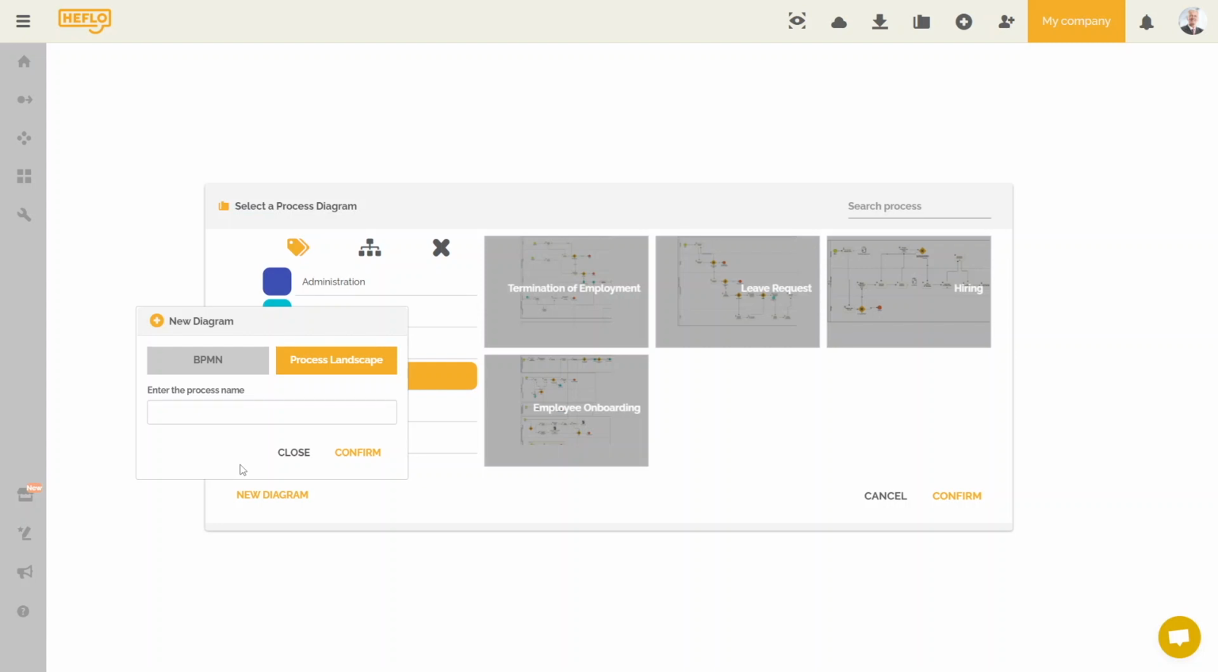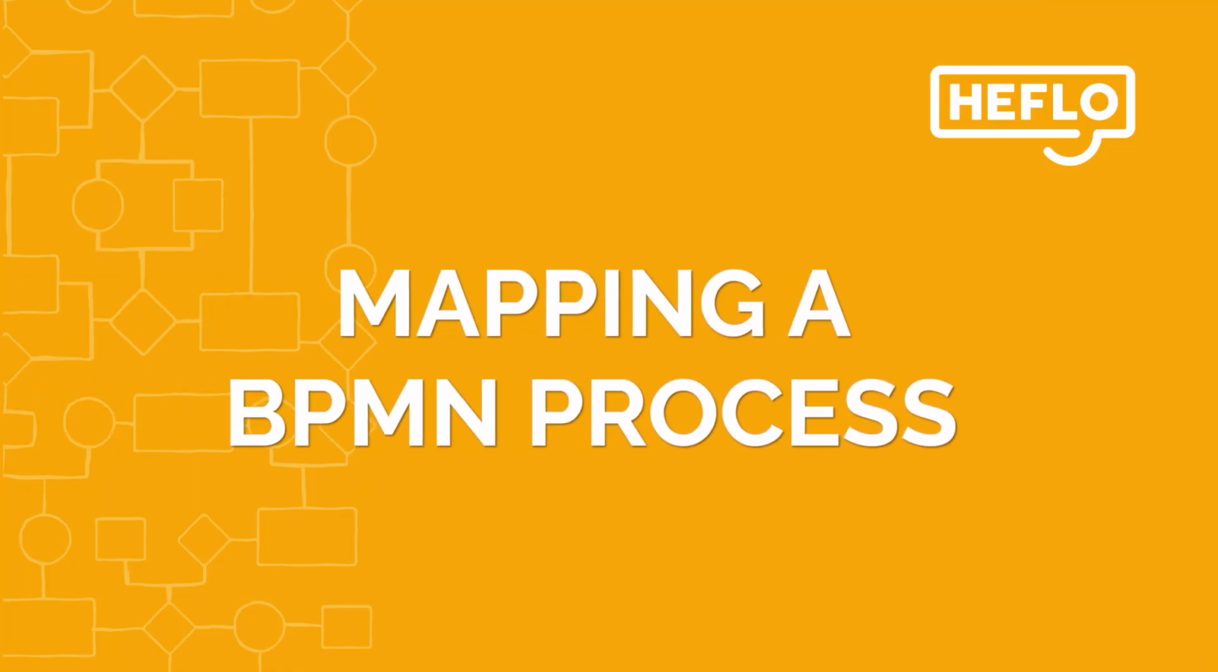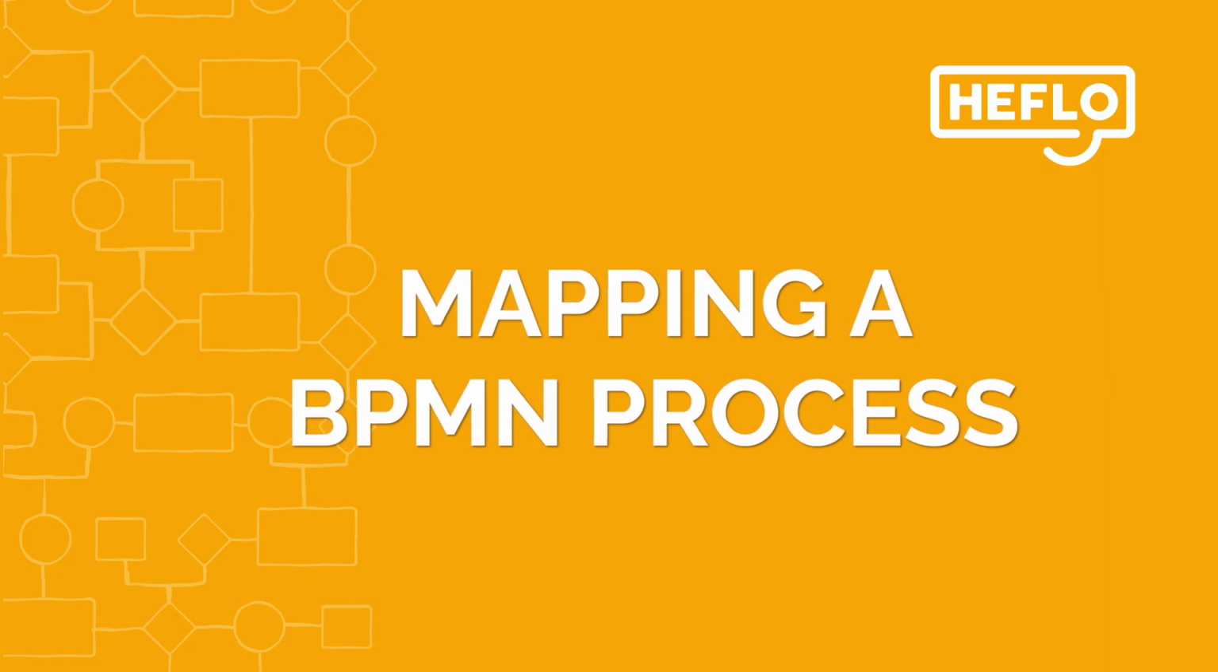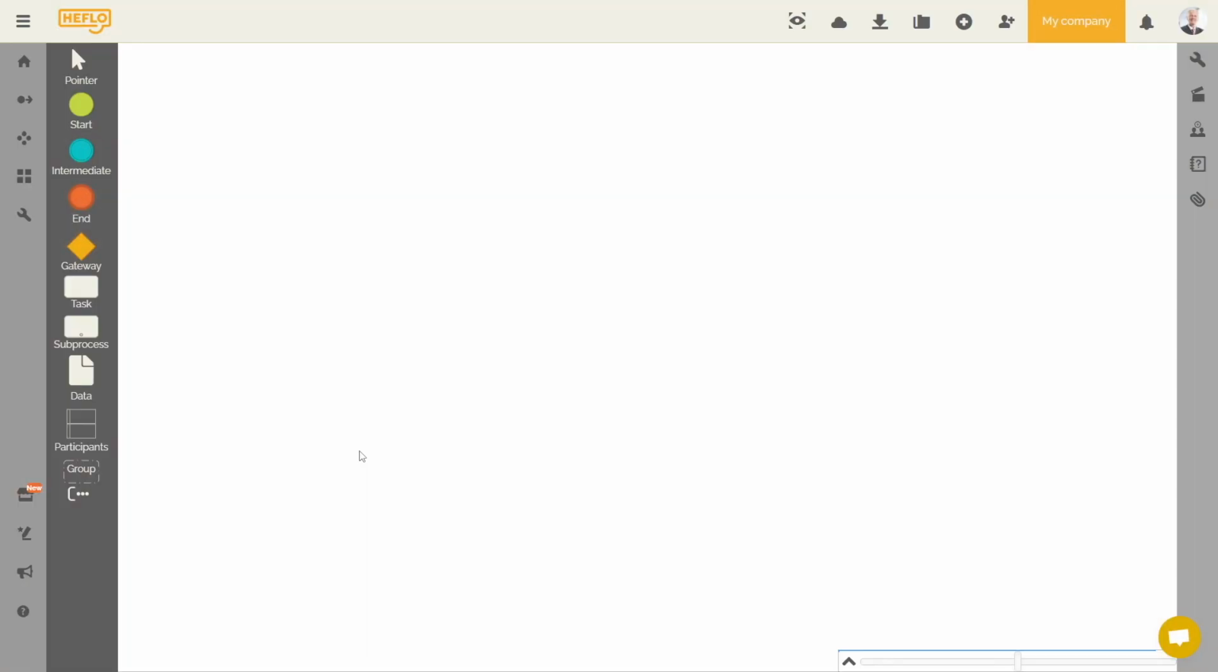I will now create a BPMN process that I will call Purchase of Material Goods and Services. We are now on the Process Editor page. This page is divided into 3 parts.